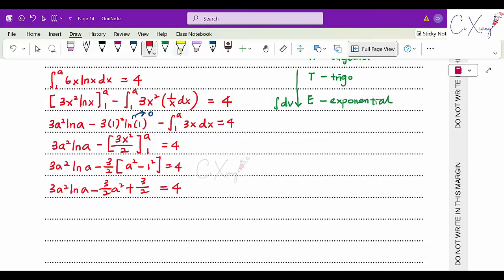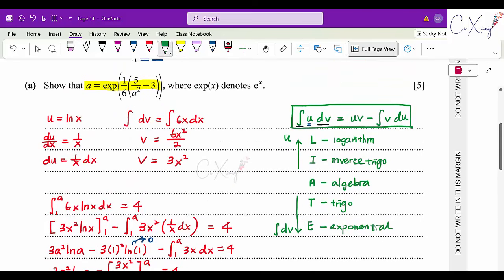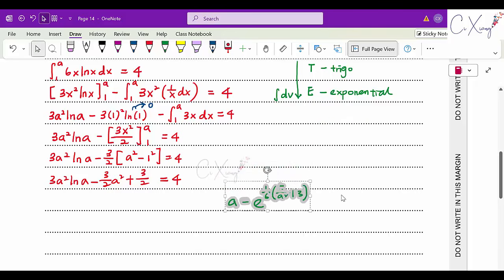Okay, then now let us copy what the question wants us to prove, yeah? So they want us to prove this one. It will be basically a equals to e power 1 over 6 with 5 over a squared plus 3. Okay, so this is what they want us to prove. Right, I copy it down so that I can refer to it. Okay, this is my final answer. How can I get this answer from the equation that I'm having here?